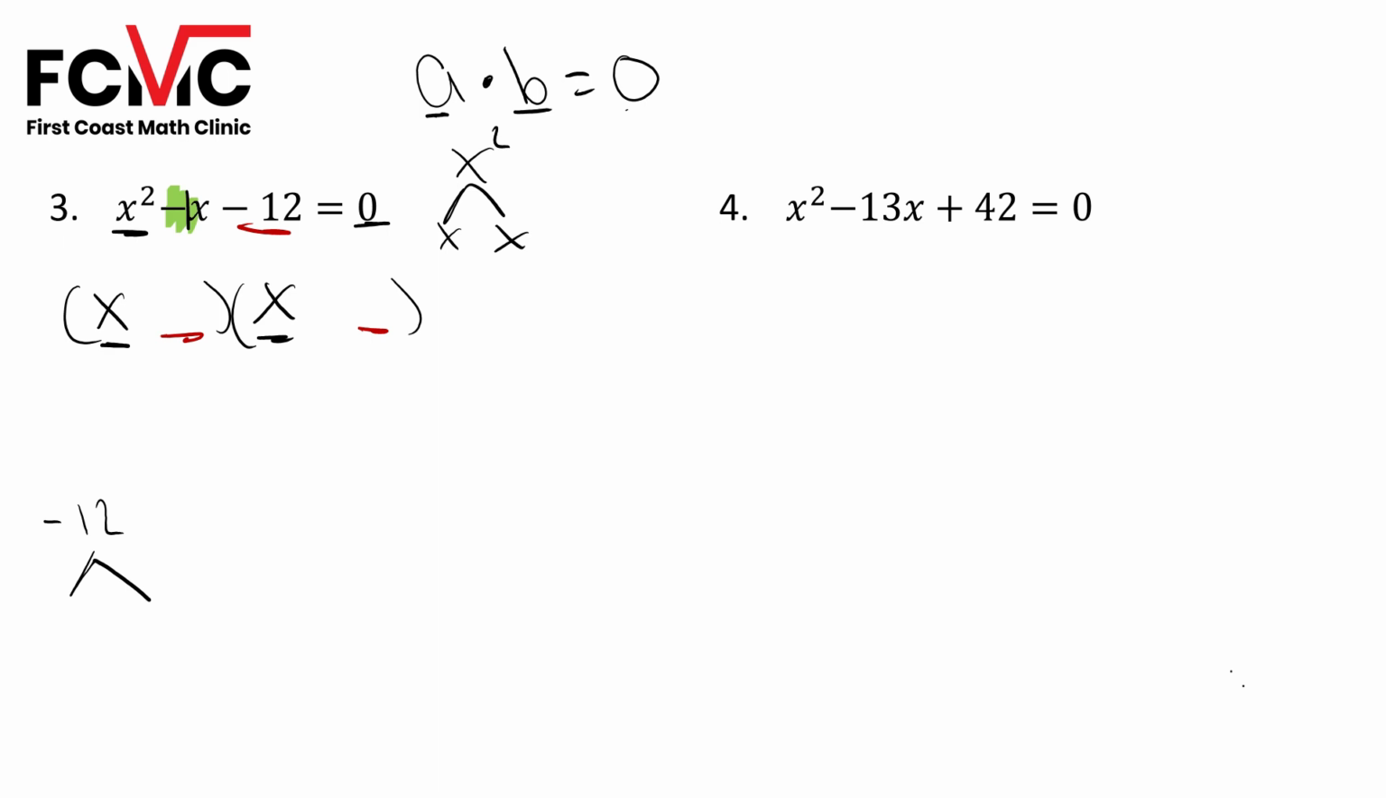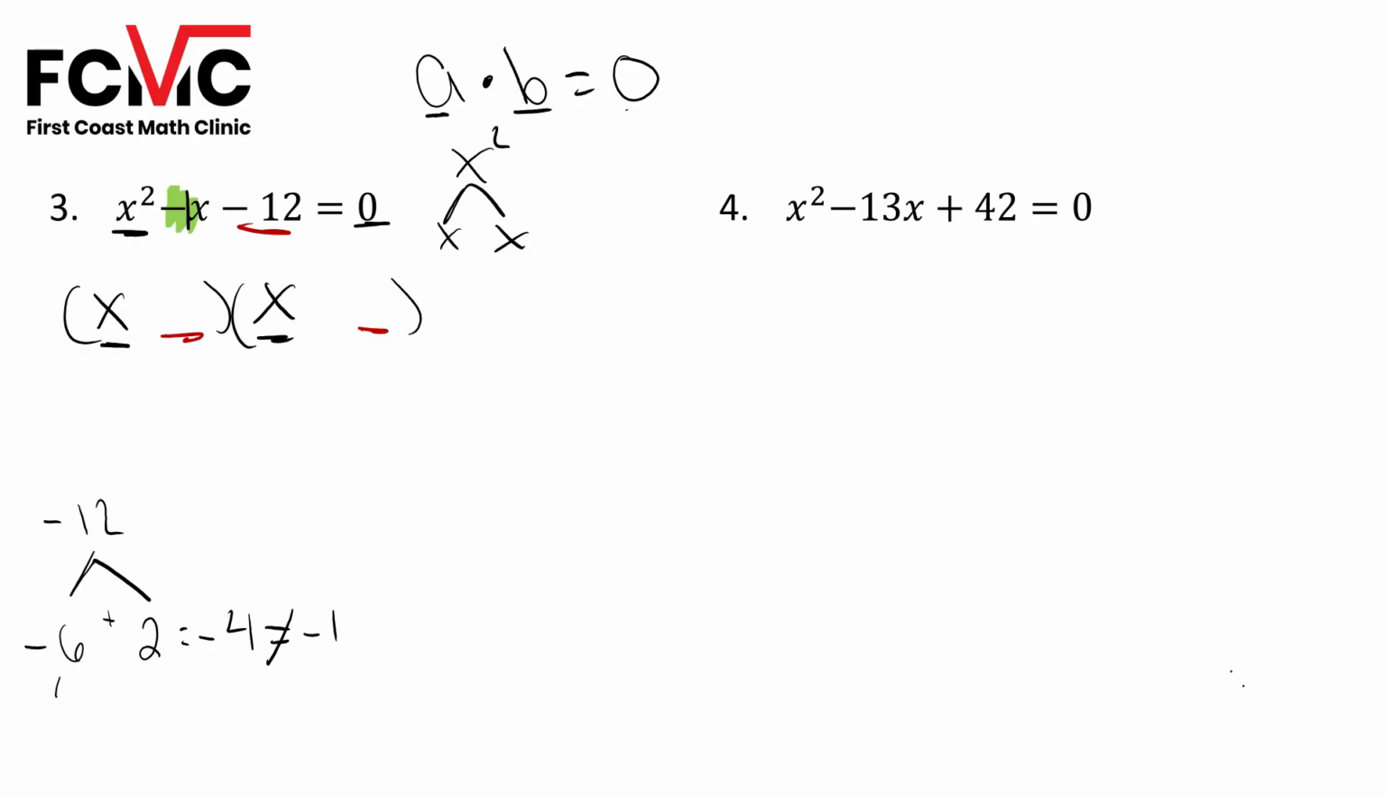So let's try some values. What if I do like maybe -6 and +2? I'm just testing some values just so you guys can see how we're doing some guess and check here. -6 times +2 gives us -12, but if I add them together, I get -4, which is not equal to the -1.